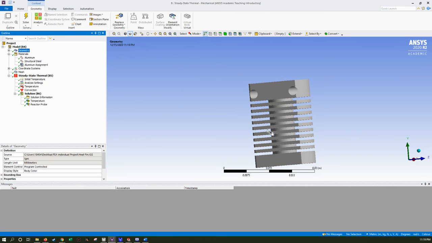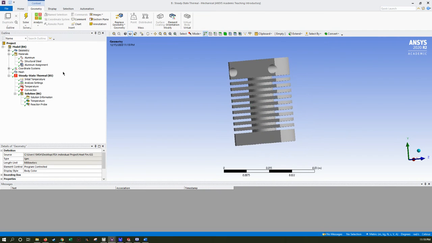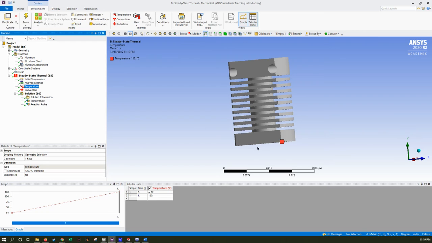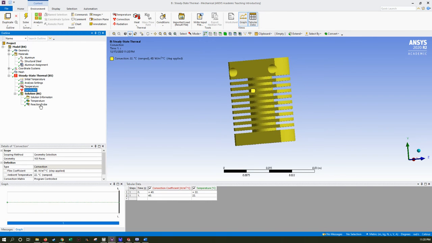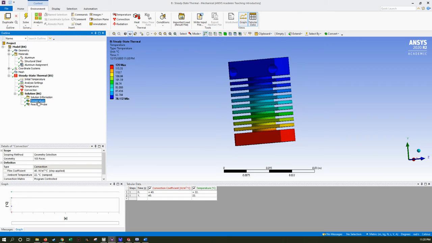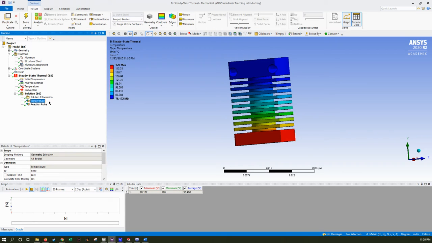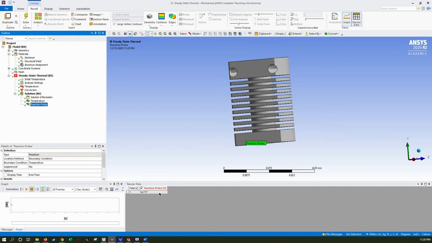Several heat sinks were also tested. This one is just the stock one. They were all set to the aluminum material with a default mesh to keep things consistent. A temperature of 120 degrees was applied to the bottom, and a convection of 40 watts per meter squared was added to all the other surfaces. And the temperature minimum and average were taken, as well as the reaction probe to measure how much heat was actually dissipated by it. And a bunch of different designs were tested, testing different fin sizes, number of fins, just to see what might work.